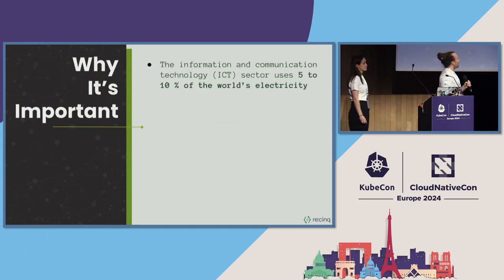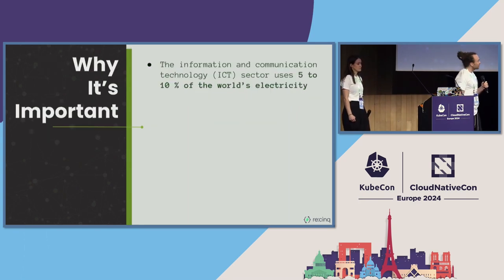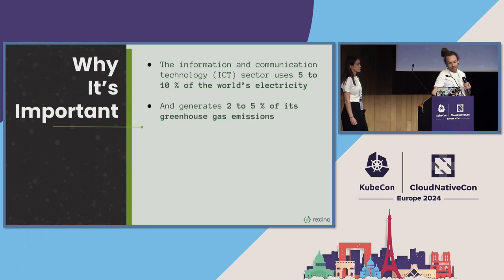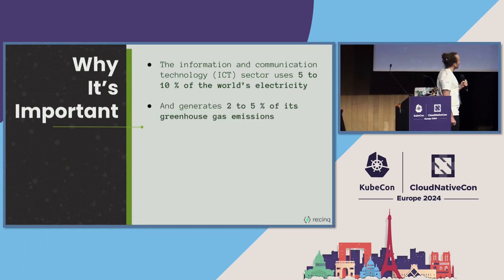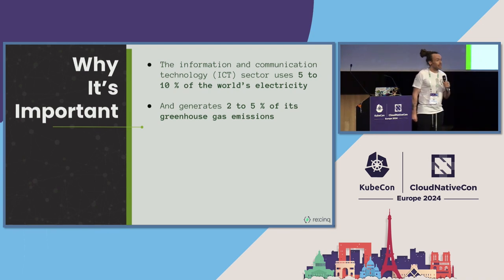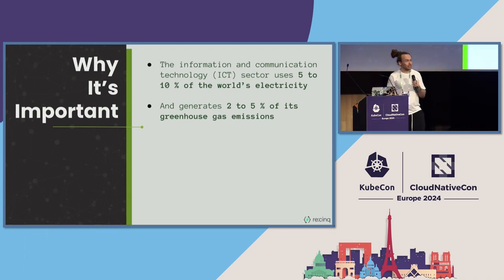Right. Why should anybody care about this? Well, the IT sector currently uses around 5 to 10% of the world's electricity. We then change that into greenhouse gas emissions. That's 2 to 5% of greenhouse gas emissions. Now, at scale, that's a monstrous amount.